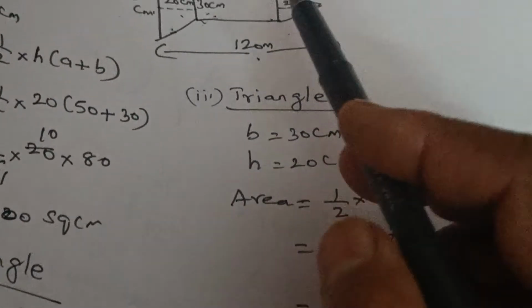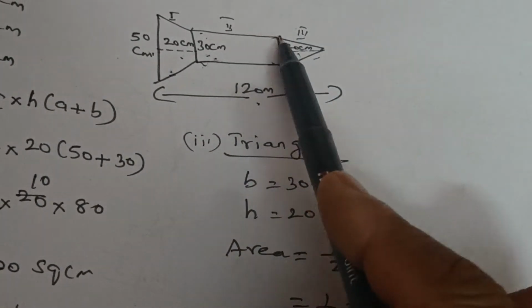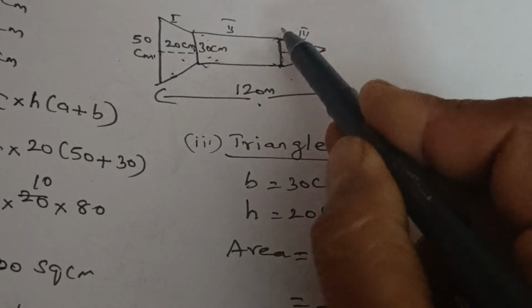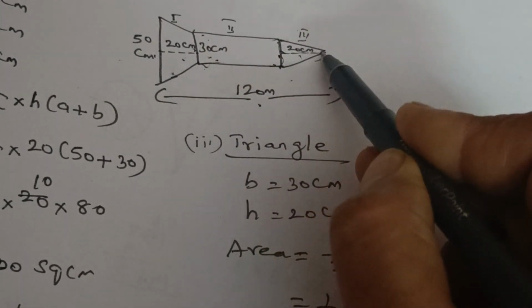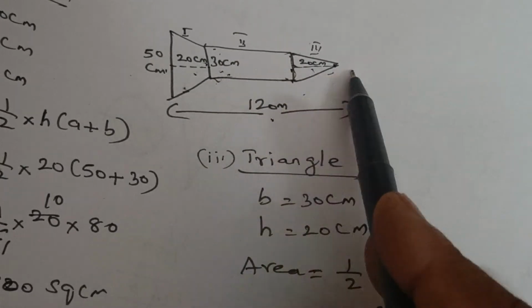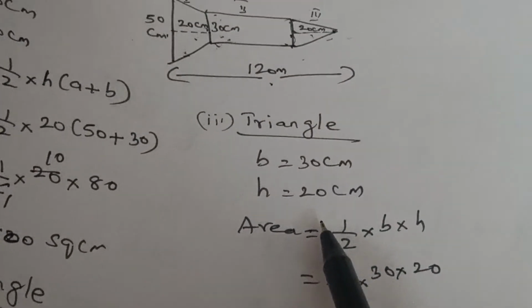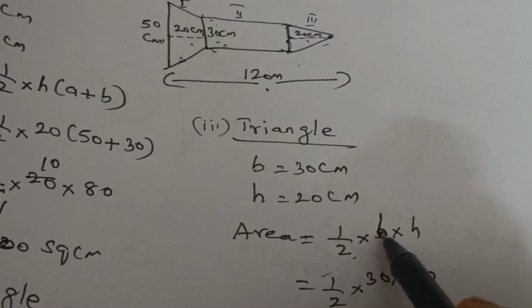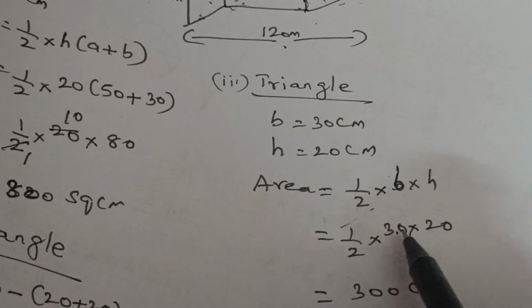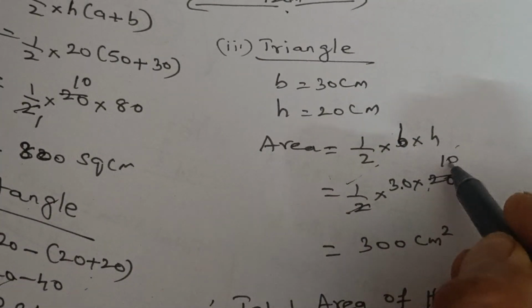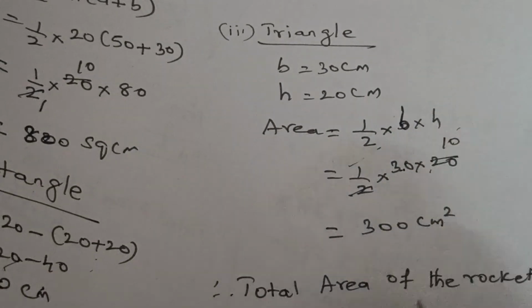And what is the third shape? It is a triangle. The base is nothing but the breadth of the rectangle, which is 30, and the height is 20. So the area of the triangle is 1 by 2 into base into height, b for base, h for height. Base is 30, height is 20. You cancel 2 and 20, 10 times, and 30 into 10 is 300 centimeters square.